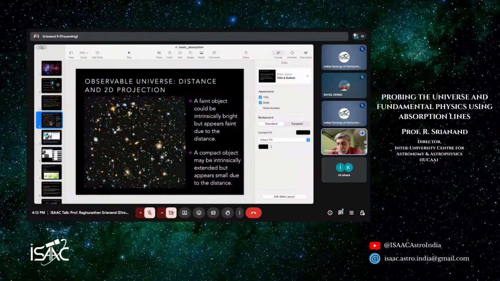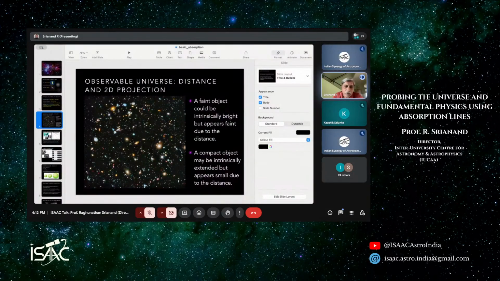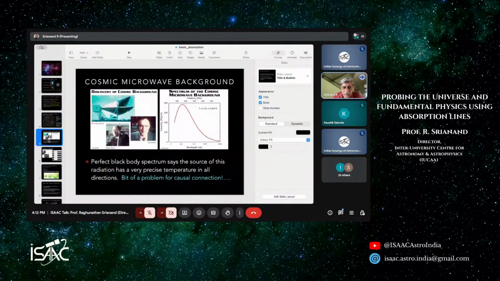The sizes are not standard, brightness are not standard. Okay, this is what we have to do. Of course, our life would have been miserable if that was the situation, but looks like certain things are there in the universe which are helping us.